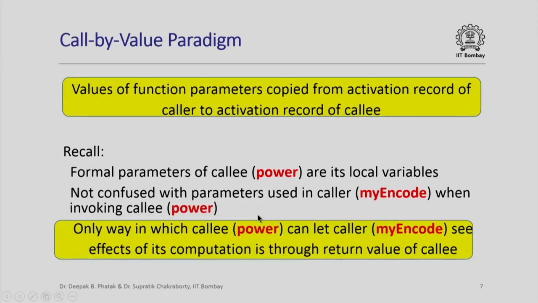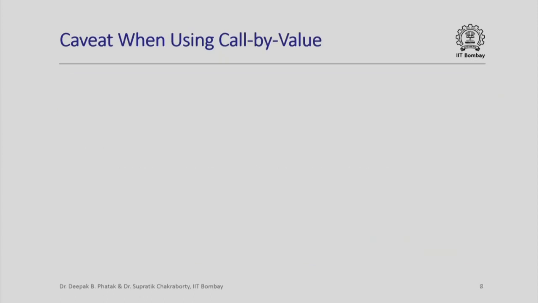So what this means is that when myencode calls power, the values of the parameters are copied to the local variables of power, and then subsequently power does some computation. The only way in which the callee function, in this case power, can let the caller function, in this case myencode, see the effects of its computation is through the value that the callee function returns. Now this is important because this is the only way in which a caller function interacts with the callee function when we use call by value.